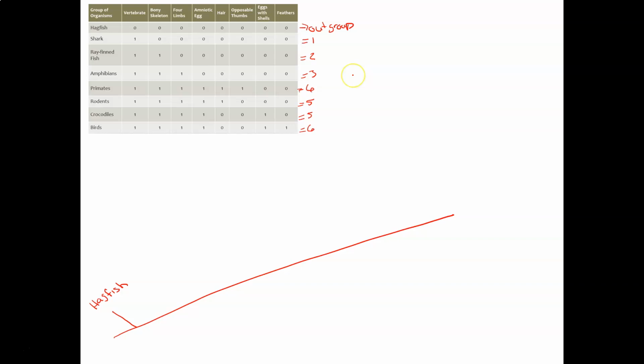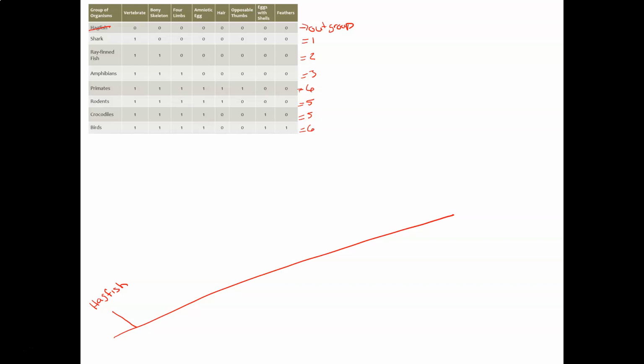Okay, so now these numbers tell me something a little bit about where these organisms are going to go. Your lower numbers will end up down here towards the base of the tree. Your higher numbers will end up closer to the top. So let's take these one at a time. And I also like to cross things off as I do them. So we've already got the hagfish in there, so I'm going to take him off the list so I know that I took care of that.